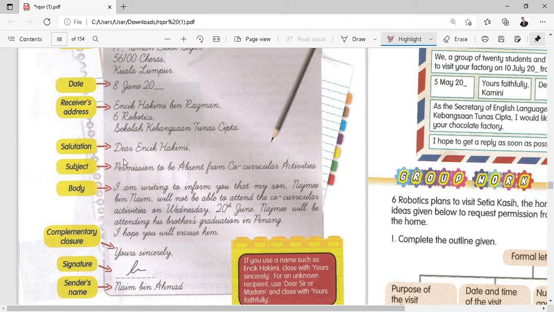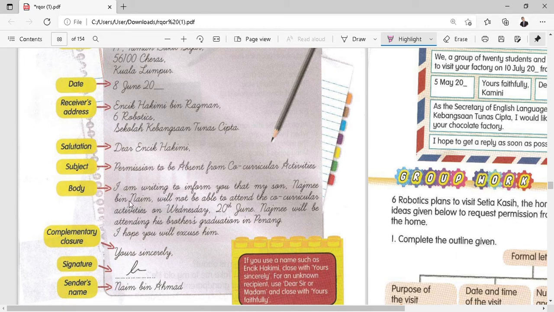Next, subject. We must have a title for the letter. For this letter, the subject is permission to be absent from co-curricular activities. It doesn't have to be long. Make sure it is short and precise, straight to the point. You will explain about the subject later in the body.